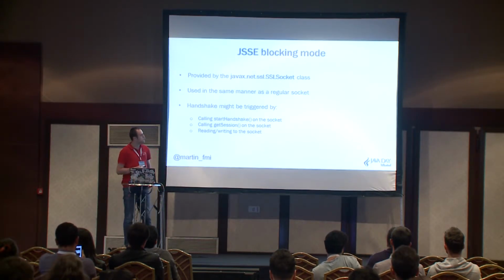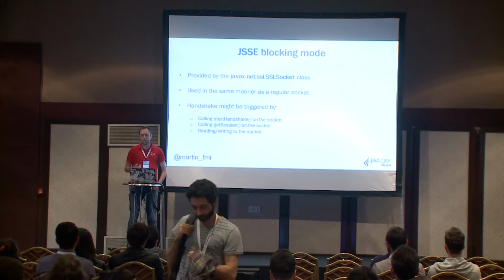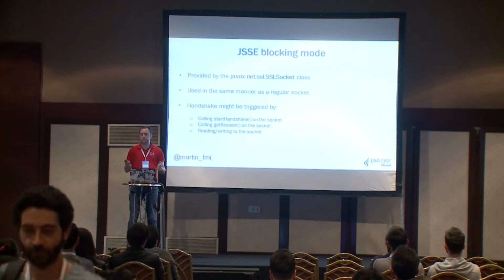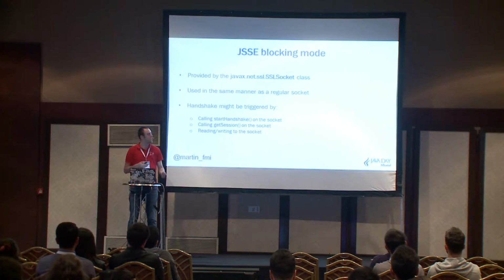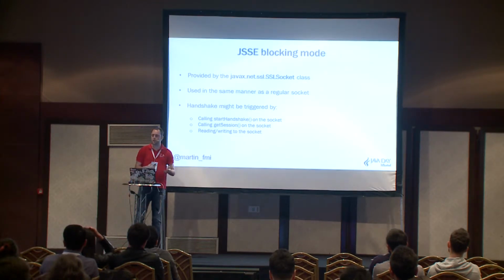And this is the JSSE blocking mode of operation. It's provided by the SSLSocket class. It is used in the same manner as a regular socket, as we said. And the handshake process might be triggered in several steps. First, you might explicitly call the startHandshake method on the SSLSocket instance that you have created, either on the client or the server. Or behind the scenes, if you try to get the current TLS handshake session, and the TLS handshake hasn't happened yet, it is triggered by the client or the server by calling the getSession method. Or the third way a TLS handshake might be triggered by the client or server is if you try to read or write to the socket.